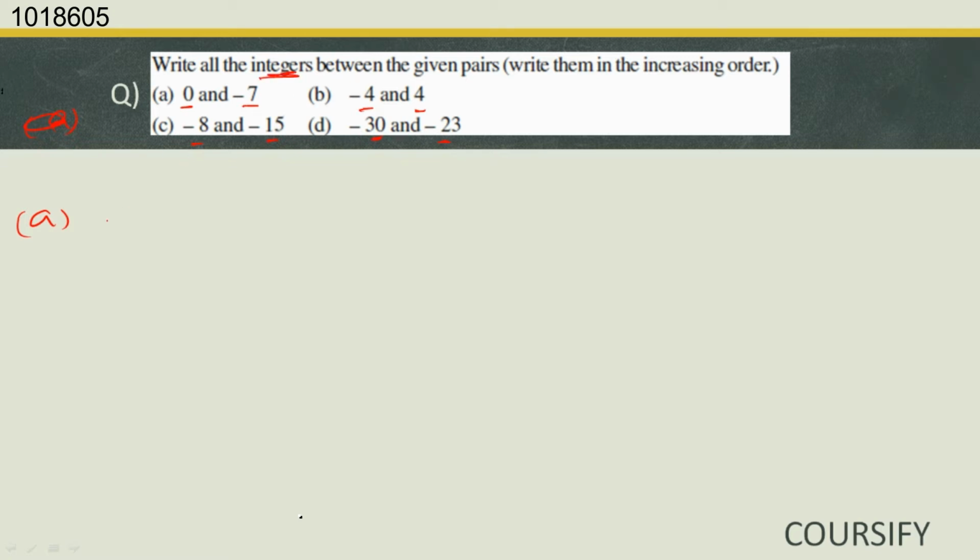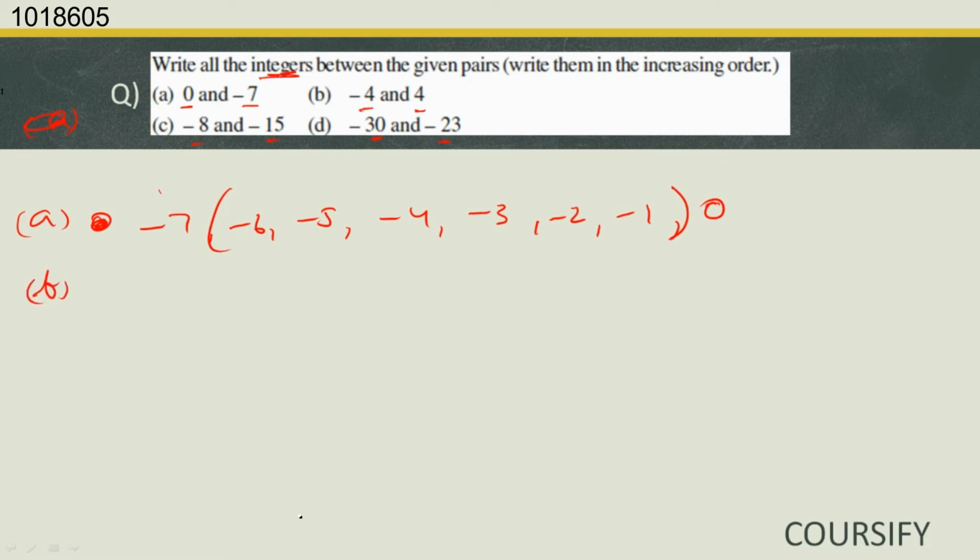First, for 0 and -7, we write the other. So we have -7 and we have 0. As we know, the bigger number comes to the right, so we write it this way. We have -7, then -6, -5, -4, -3, -2, -1, then 0. So all the integers that come between -7 and 0 will be -6 to -1.